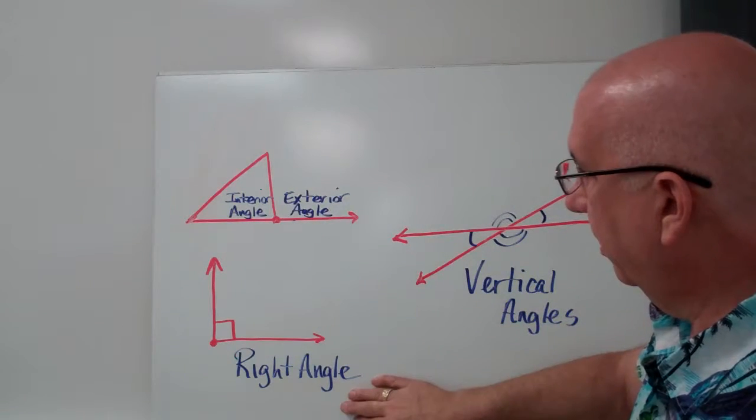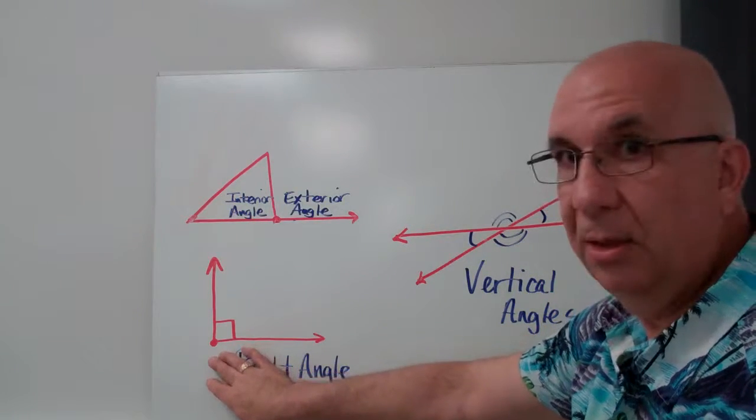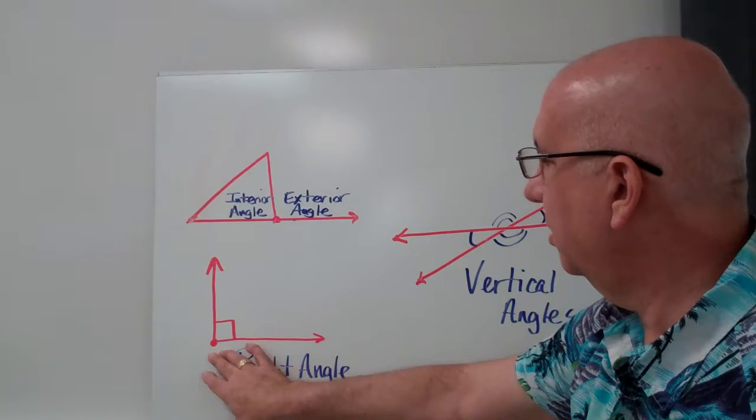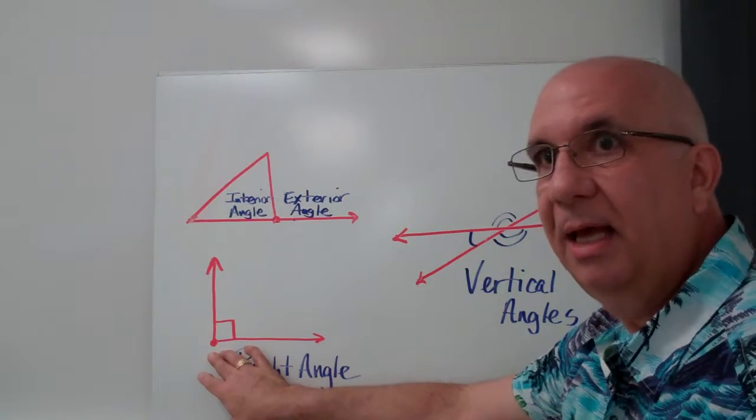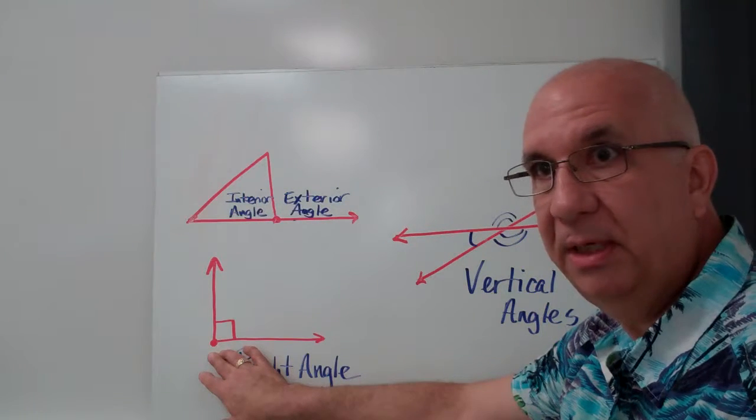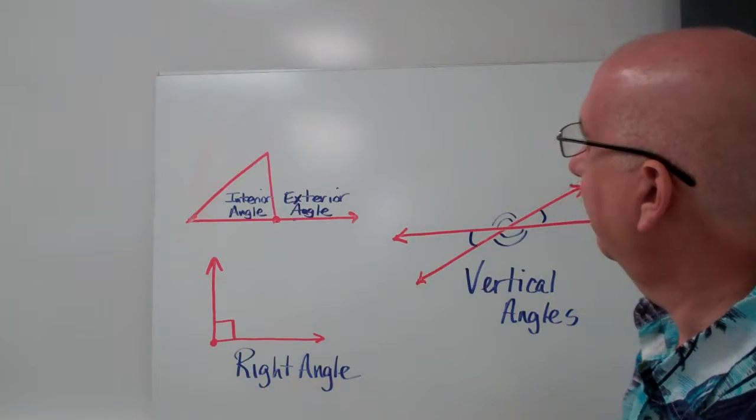We have a right angle here. A right angle is a single angle that's formed by two rays that share a common endpoint whose measure is exactly 90 degrees. That is, the two rays are perpendicular at their endpoints.